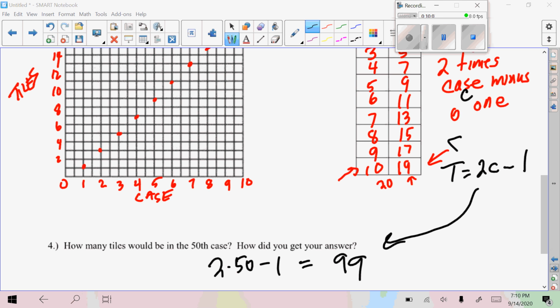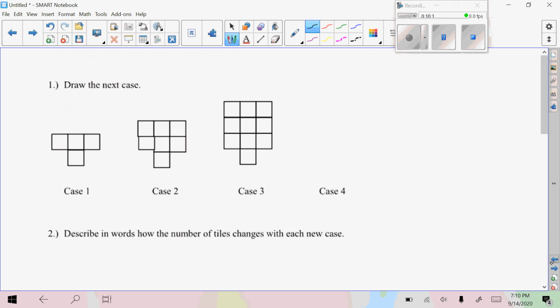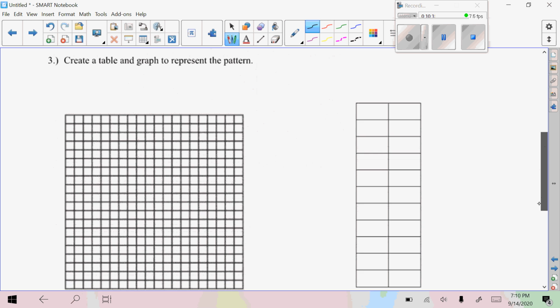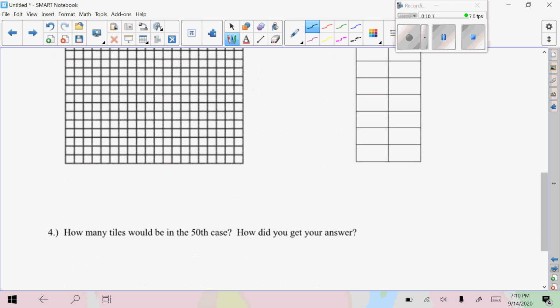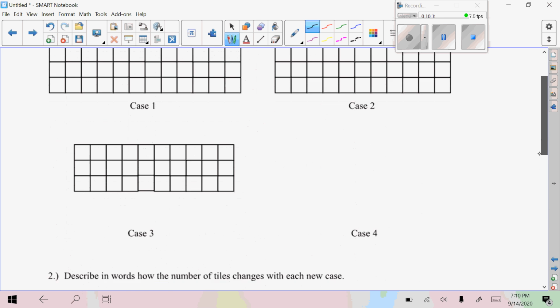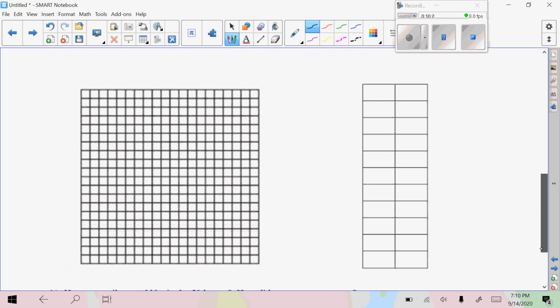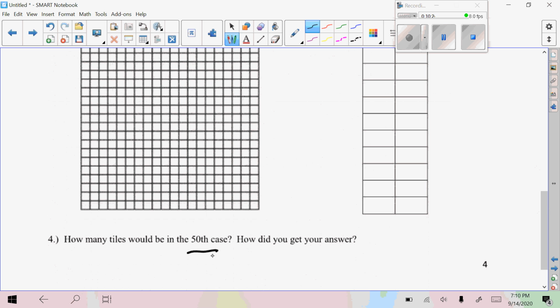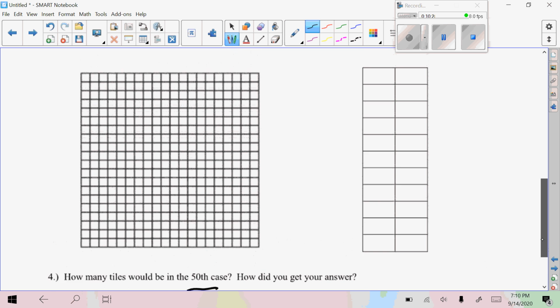All right, here's what I'd like you to do for today, the work on your own. You're going to do 2 more situations here. Create the representations and see if you can do the last part, which is the 50th case, make a prediction. And I would suggest trying to look for a pattern and creating an equation to do that.